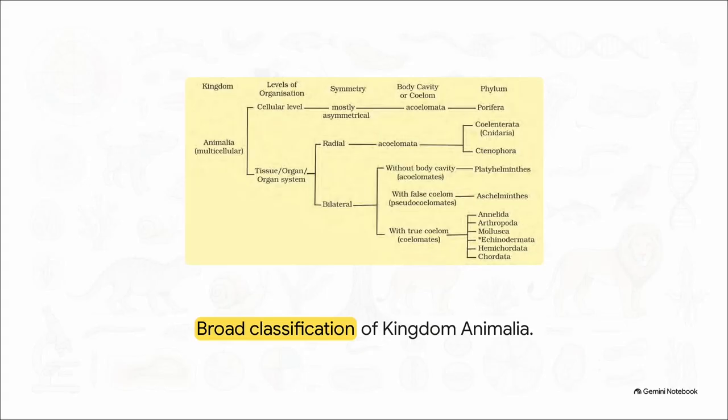And this master map brilliantly illustrates exactly how all those rules are applied. It's like a giant puzzle coming together. You can see perfectly how symmetry, cellular organization, and the nature of the coelom create these really neat, distinct branches. We start with cellular-level organisms at the top and branch all the way down to the highly complex bilateral coelomate phyla at the very bottom.